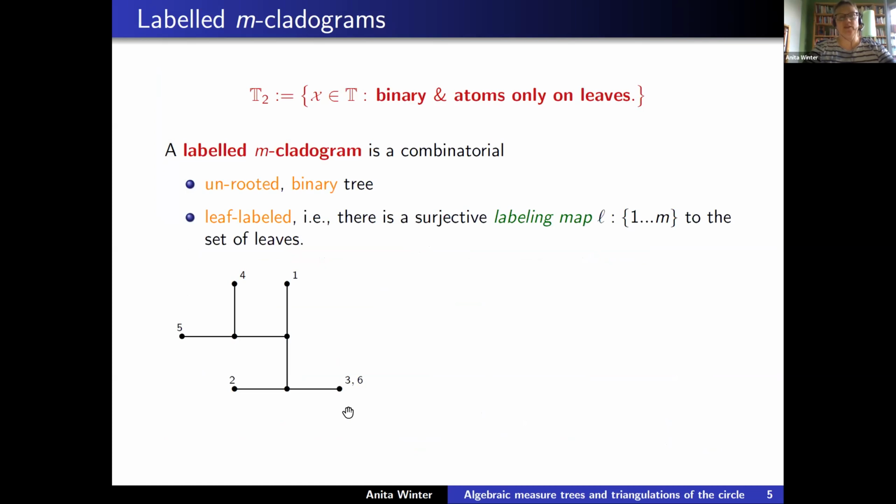Let me first restrict to the subspace of binary trees. Even more, I would like to require that my sampling measure, if it has atoms, these atoms are only on the leaves.